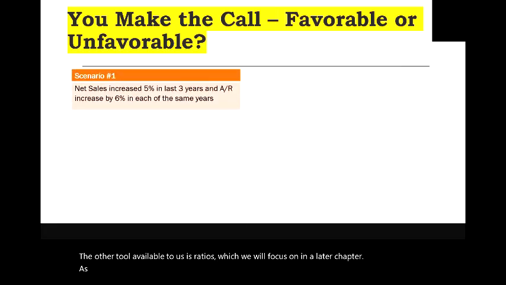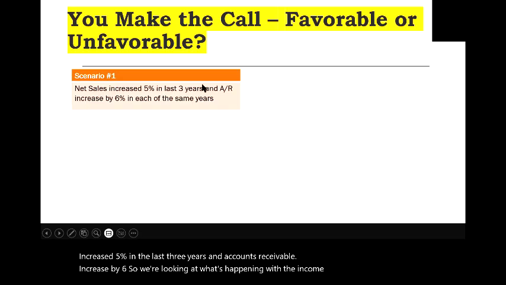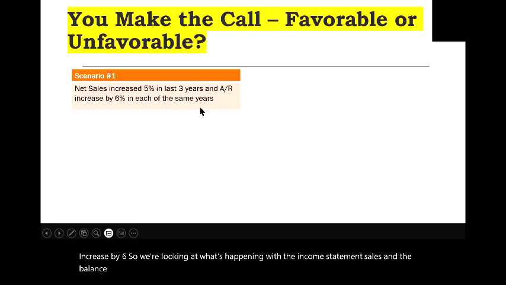As I have been doing, I will give you a scenario and you tell me if you think it is favorable or unfavorable. The first one we have is net sales increased 5% in the last 3 years, and accounts receivable increased by 6%. So we're looking at what's happening with the income statement, sales, and the balance sheet receivables. Is that favorable?